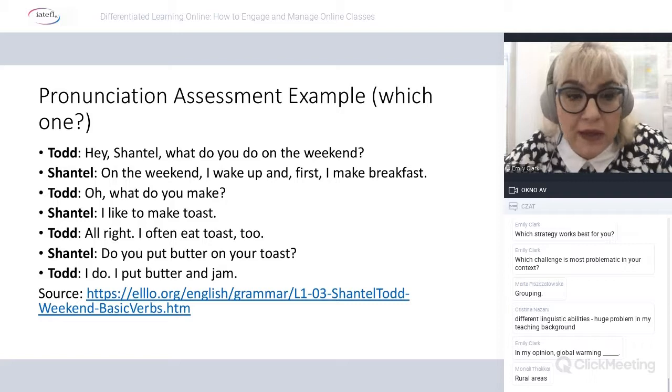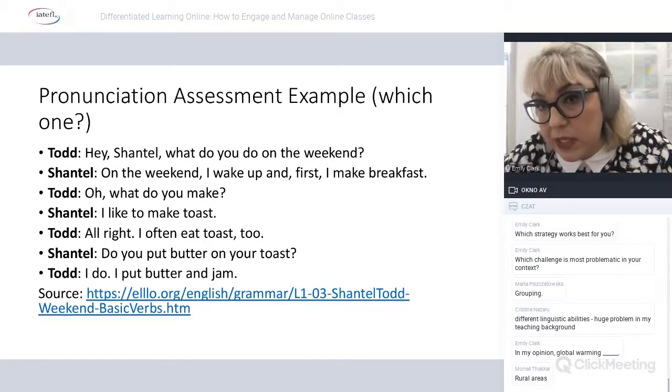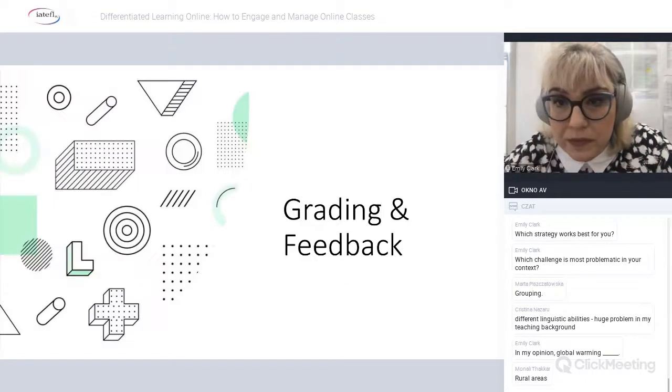If you don't use it, ELO is really great. It's World Englishes, and they're all leveled.